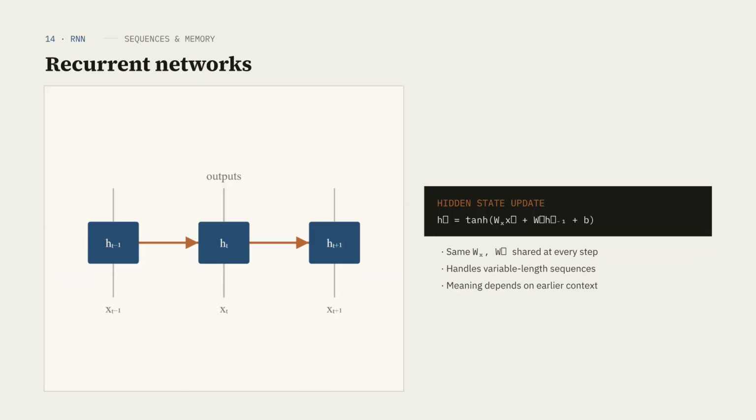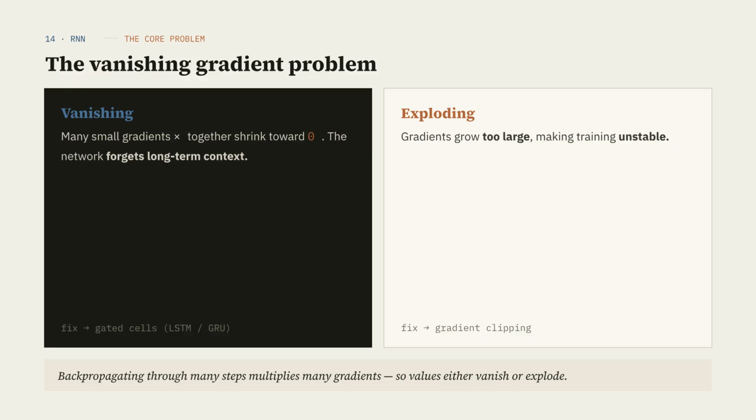Recurrent neural networks are for sequences like text or time series. They share weights across time steps, allowing them to handle variable length sequences. However, they struggle to link distant context because the same weights are applied repeatedly. RNNs suffer from vanishing and exploding gradients.